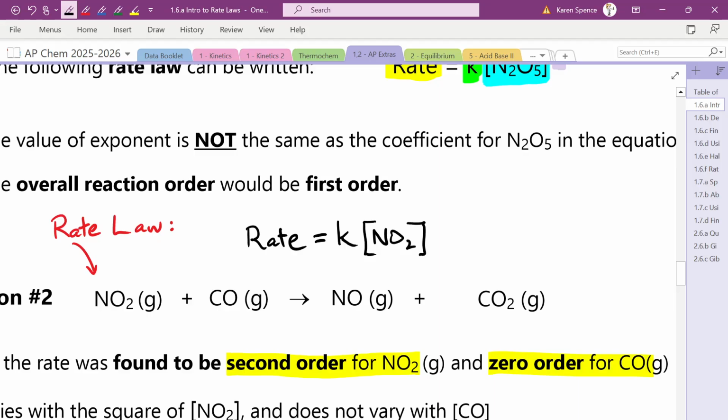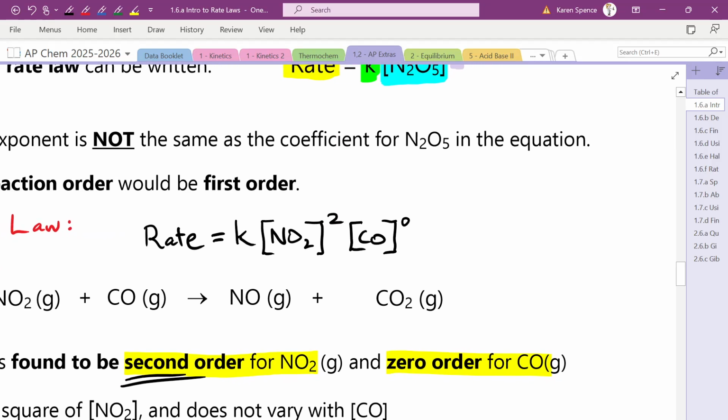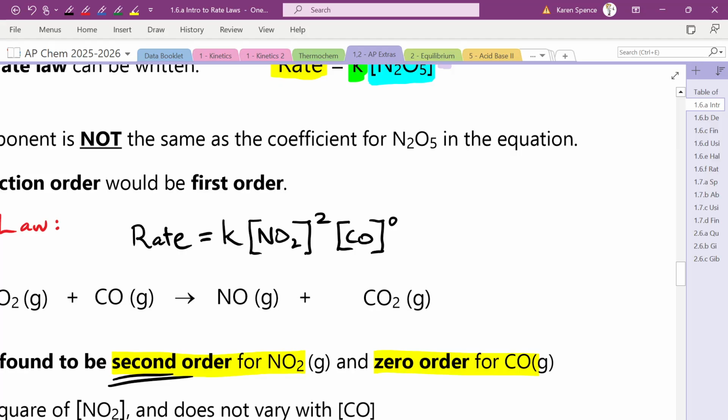What would its coefficient be? Or sorry, not coefficient, exponent. It would be a 2. And because we now have another reactant, we're going to put CO to the 0. Could we simplify this? CO to the 0 is just equal to 1. So we could say K NO2 squared.